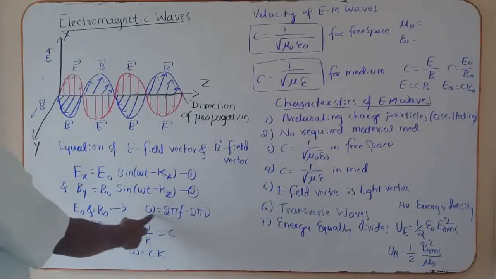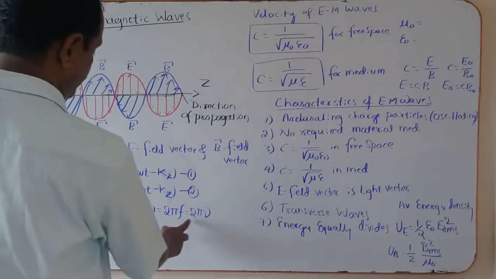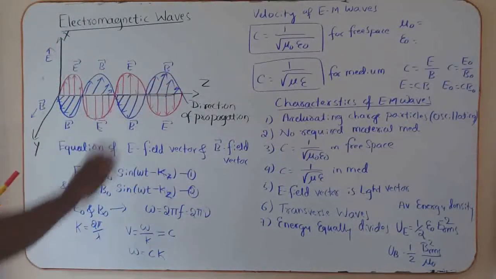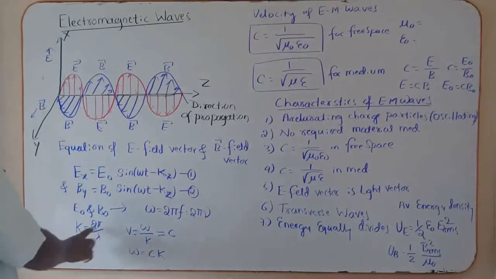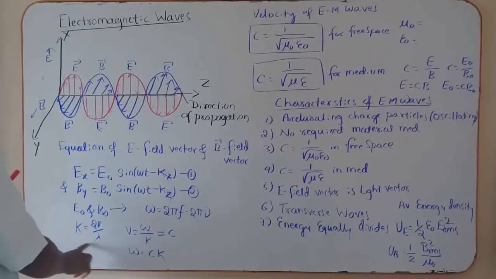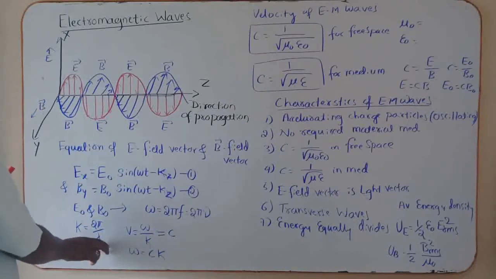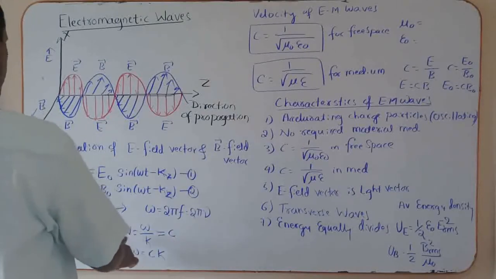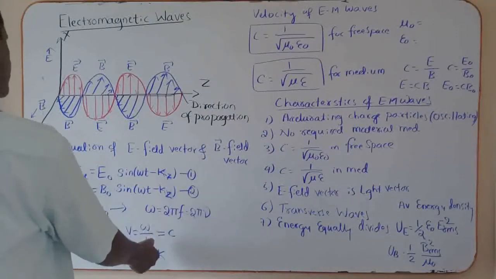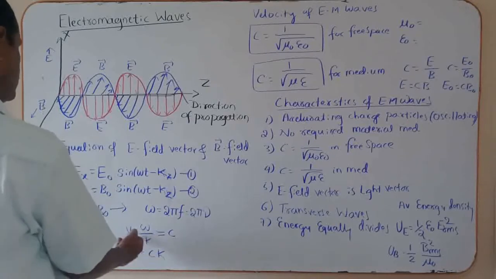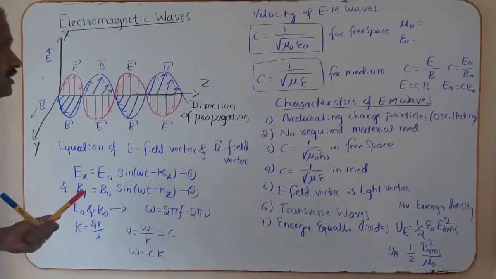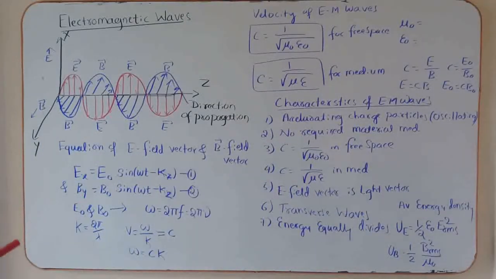Now omega is the angular frequency, equal to 2 pi f, or 2 pi nu. Nu is the frequency of the electromagnetic wave. Now k is equal to 2 pi divided by lambda. This is the wave number. Then the velocity of the electromagnetic wave is the ratio of the angular frequency to the wave number. c is equal to omega by k, or v is equal to omega by k, or omega is equal to c into k.